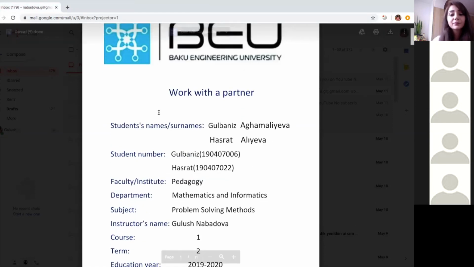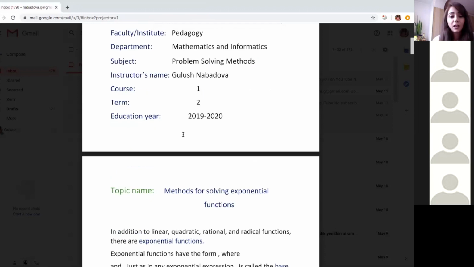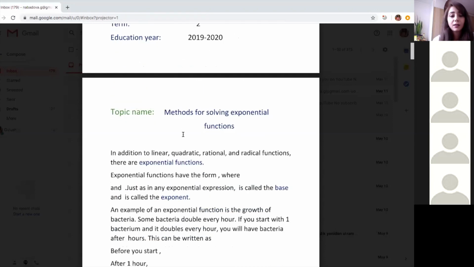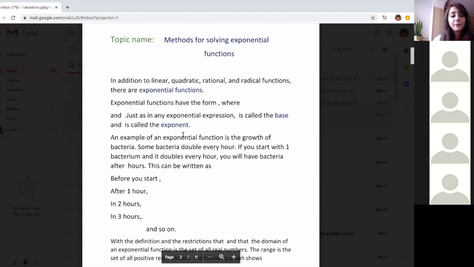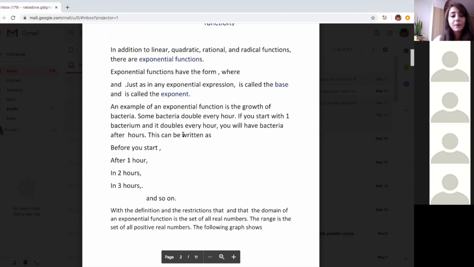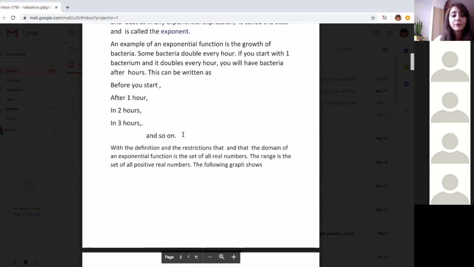Hi everyone. My partner's name is Gülbeniz. Our topic is methods for solving exponential functions. An example of an exponential function is the growth of bacteria. Some bacteria double every hour. If you start with one bacterium and it doubles every hour, you will have 2 to the power n bacteria after n hours. This can be written as 1 before you start, 2 after 1 hour, 4 in 2 hours, 8 in 3 hours, and so on.